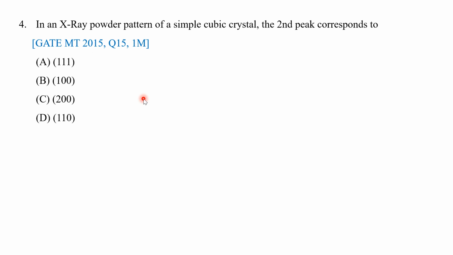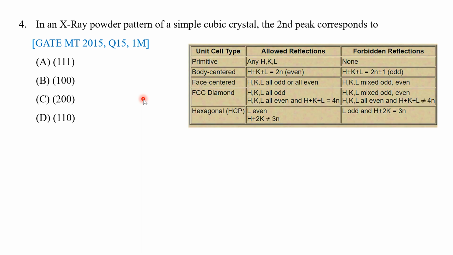In an exemplary powder pattern of a simple cubic crystal or a primitive cubic crystal, the second peak corresponds to dash. It was asked in GATE Metallurgical Engineering 2015 for 1 mark. If we look here, this is a table which gives us the allowed reflections and forbidden reflections in XRD patterns. These are arrived at based on extinction rules, which help us in understanding this.